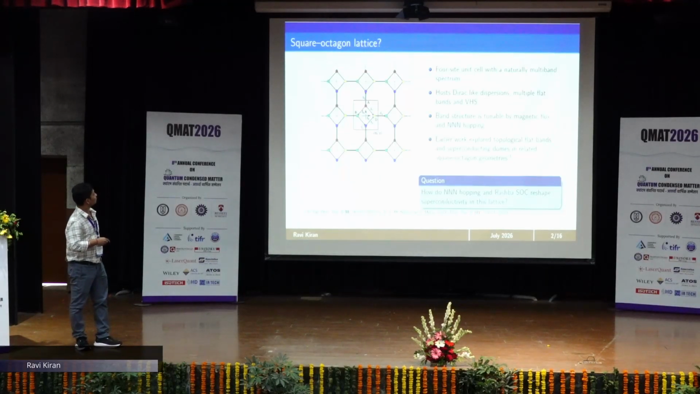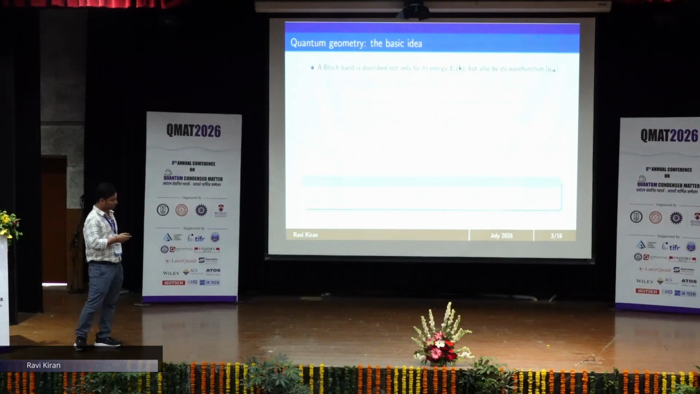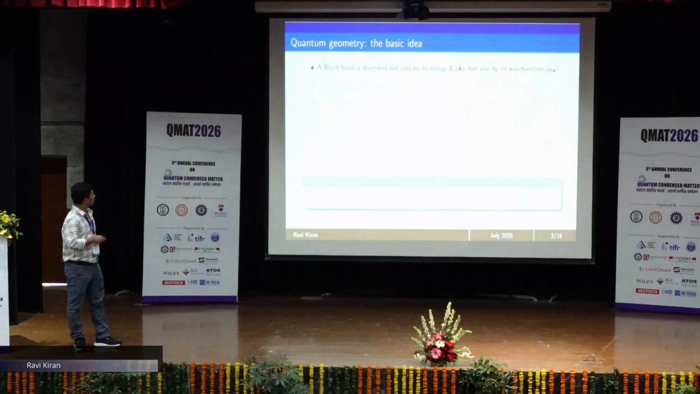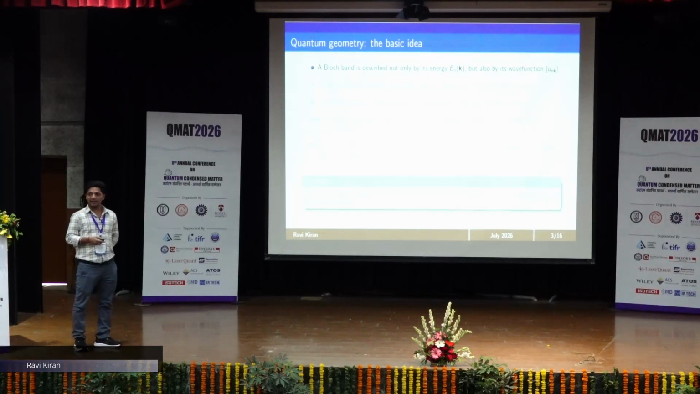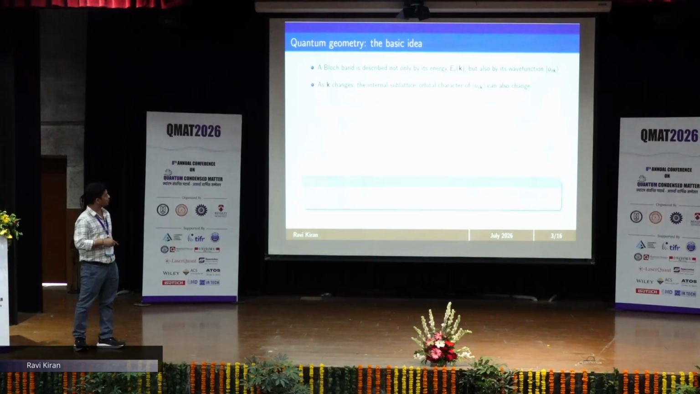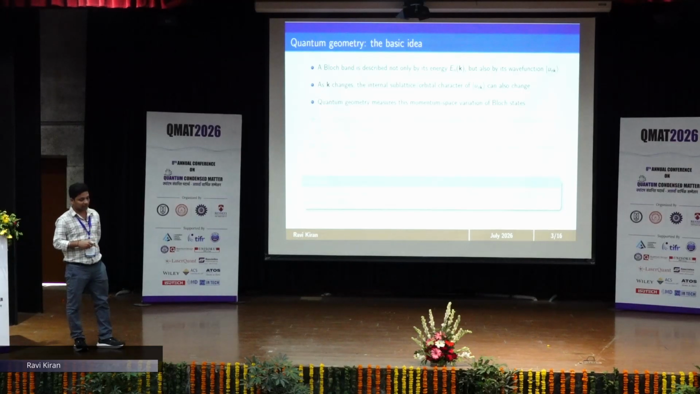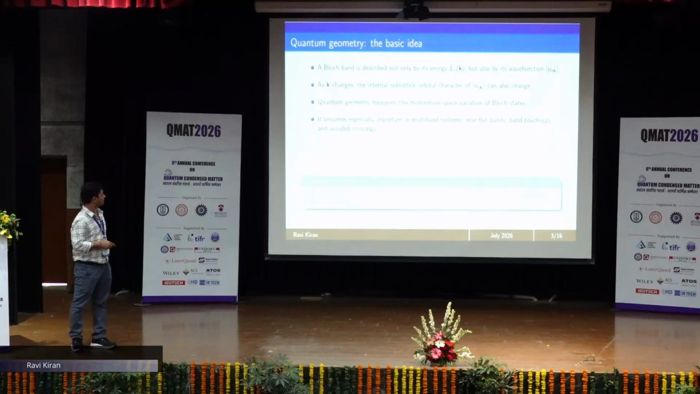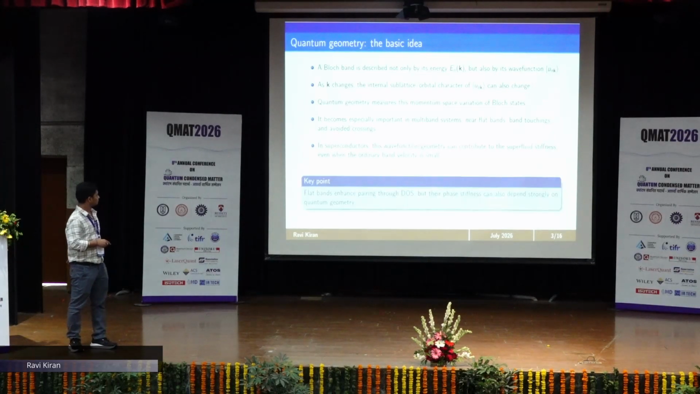Since the title also has this quantum geometry, I just give you a basic idea that a Bloch band is not simply described by its energy but also by its wave functions. And as you change the momentum, these also change. Especially in multi-band systems, this quantum geometry becomes very significant. I will also show you the bands as well. And in superconductors, especially in flat bands, this quantum geometry has very important significance. This again I will show in this one.